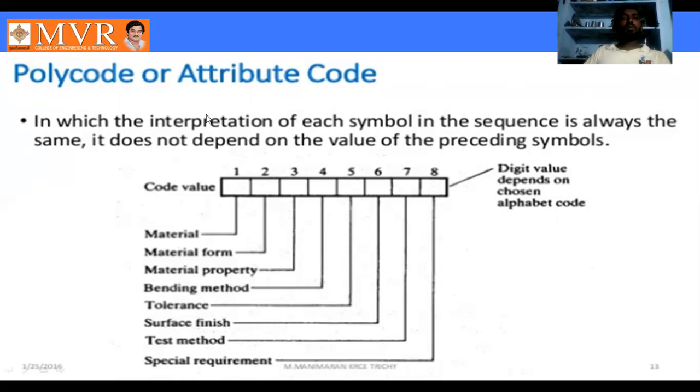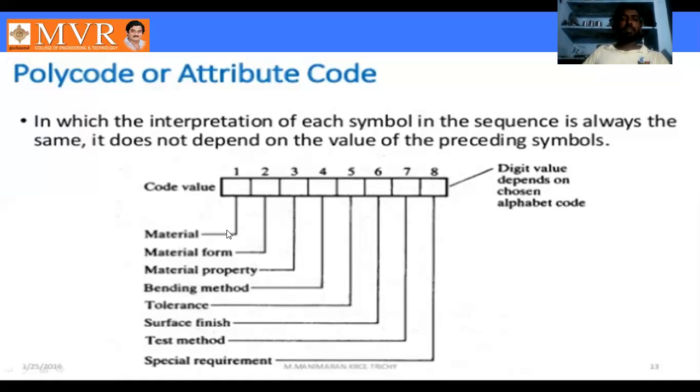So this is the polycode, using these symbols, so we want to manufacture these parts. It does not depend on value or processing symbol; a symbol is not required. It uses the code. These are the codes: 1, 2, 3, 4, 5, 6, 7, 8. The digital value depends on choosing the alphabet code. So it is the code sum of 1, 2, 3, 4, 5, 6, 7, 8.